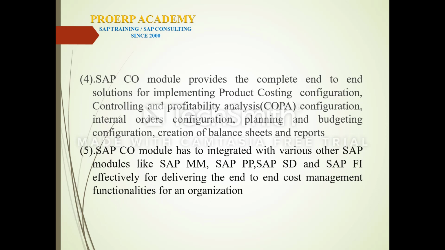And similarly, internal orders configuration. Internal orders configuration is also one of the core implementation areas under the controlling module, which is used for internal operations of the organization. The next one is planning and budgeting configuration. This plays a very vital role in the controlling module of SAP, because what are the planned costs, what are the actual costs, and what is the budget we have allocated for particular projects. These all come under planning and budgeting configuration.